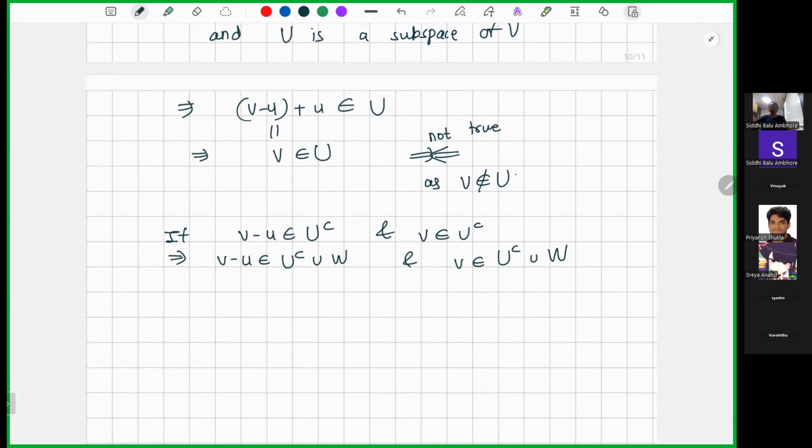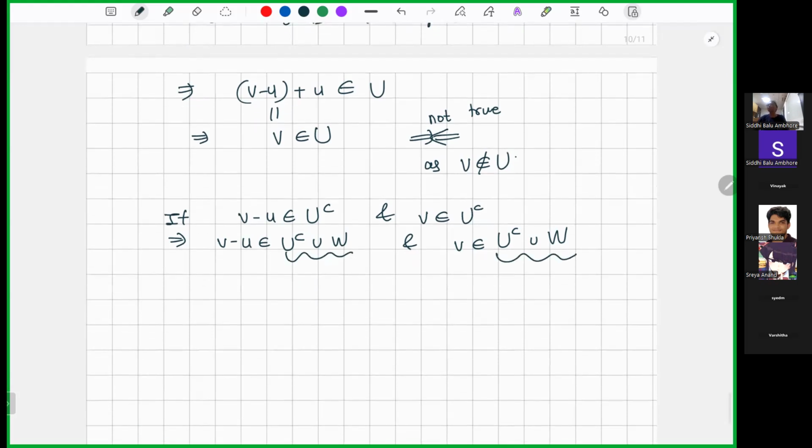If a point belongs to one set and I take the union of that set with others, for example, if X belongs to A, and now I'm looking at the set A union B, then X also belongs to A union B. So V minus U belongs to U complement and V belongs to U complement. Now I'm looking at this bigger set, U complement union W, so both these points also belong to my set U complement union W.